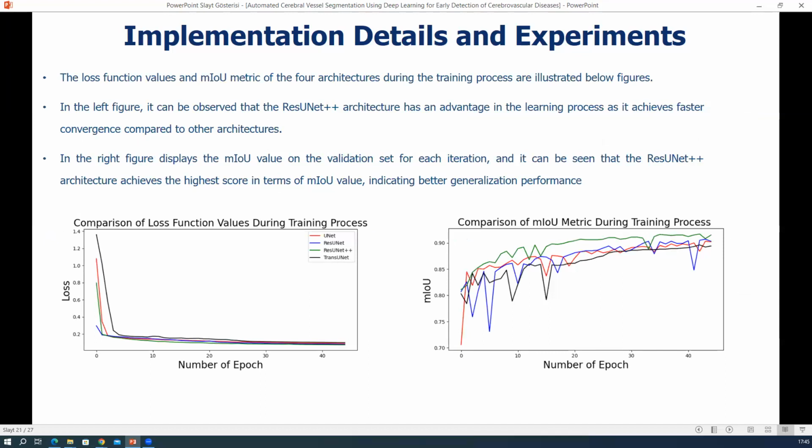The loss function values and mean IOU metric values of the 4 architectures during the training process are illustrated in the figures below. In the left figure, it can be observed that the ResUNet++ architecture has an advantage in the learning process. It achieves faster convergence compared to the other architectures. In the right figure, displaying the mean IOU value on the validation set for each iteration, it can be seen that ResUNet++ architecture achieves the highest score in terms of mean IOU value, indicating better generalization performance.